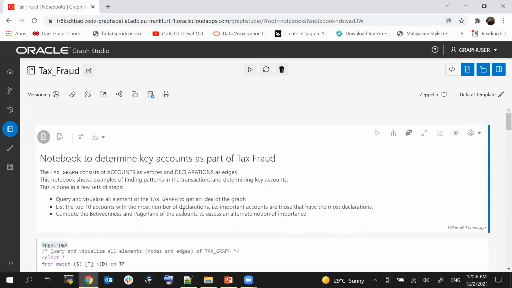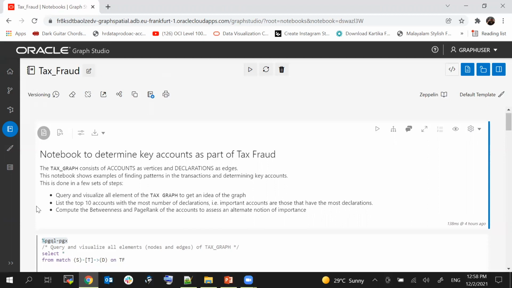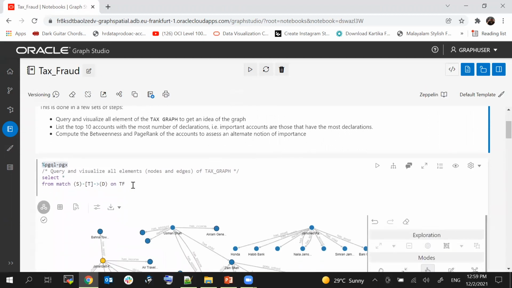So any information that is descriptive in nature, you can include it in a paragraph with the percentage MD. And the next type of paragraph available is for the property graph query language, which helps you write a query for the pattern in which you want to visualize the graph with. So to start with, we'll introduce you to the very basics of the property graph query language.